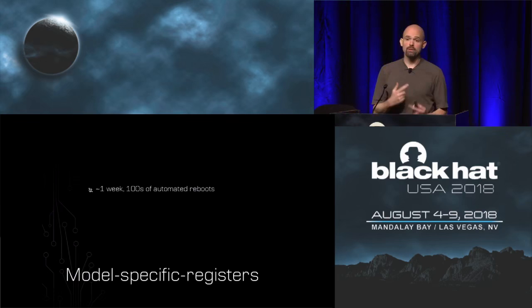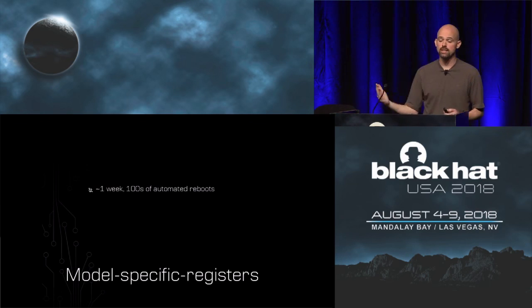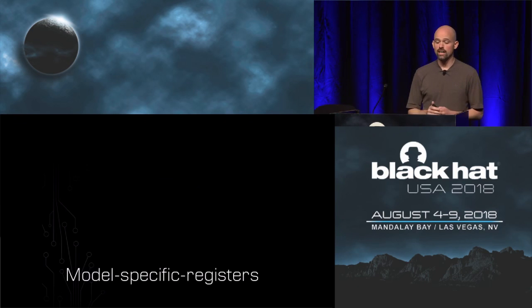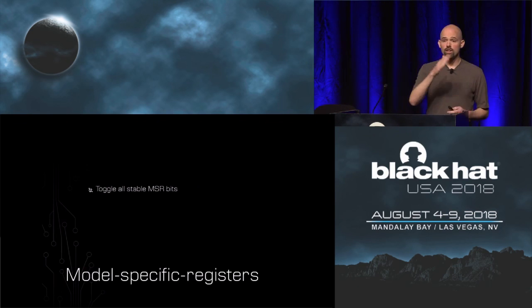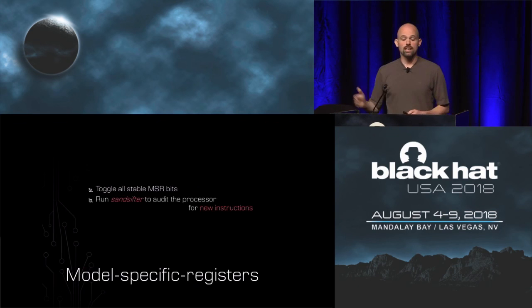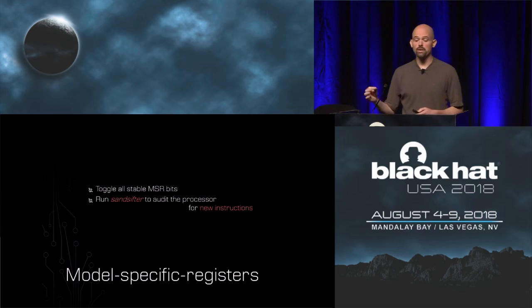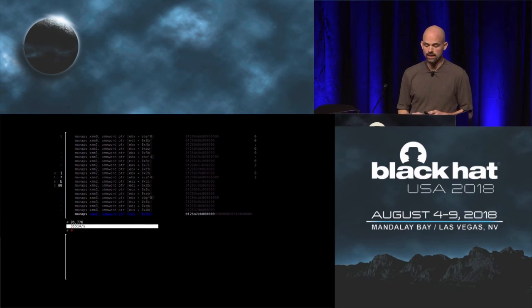So through hundreds of automated reboots, this thing ran for about a week, and I was able to identify exactly which of those bits could be toggled without the system having any sort of visible side effects. So with that done, I would go in and toggle all of the stable MSR bits that I could possibly access, and then run the SandSifter scanning tool in order to see if any new instructions had appeared on that x86 processor. So that looks something like this.